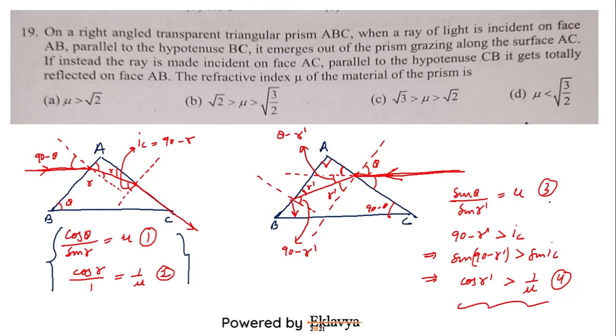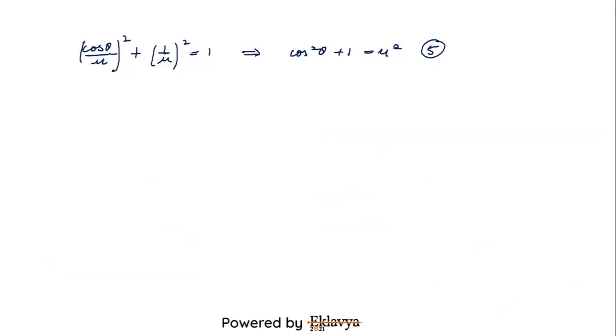Now coming back to equation number 3 and 4, I'm going to use this inequality. I'm going to find cos r prime in terms of sine r prime. So sine r prime is sine theta by mu. From the fourth equation, cos r prime will be written as the square root of 1 minus sine square r dash.